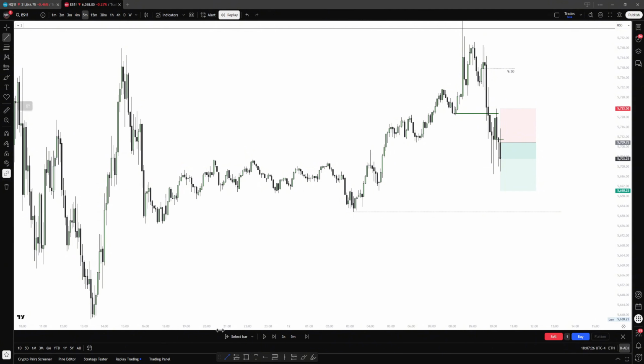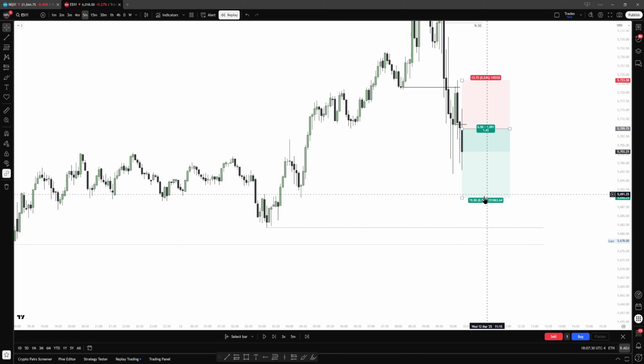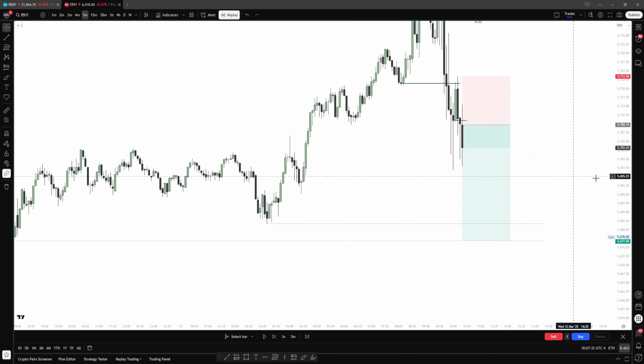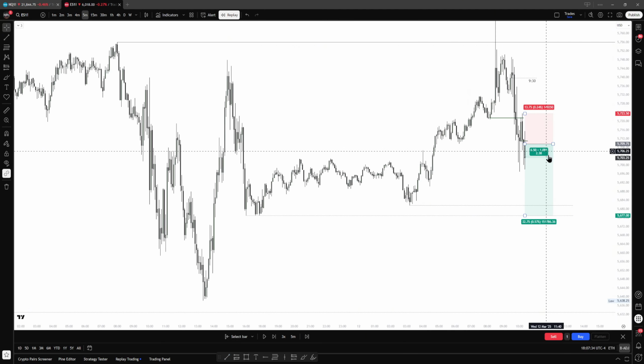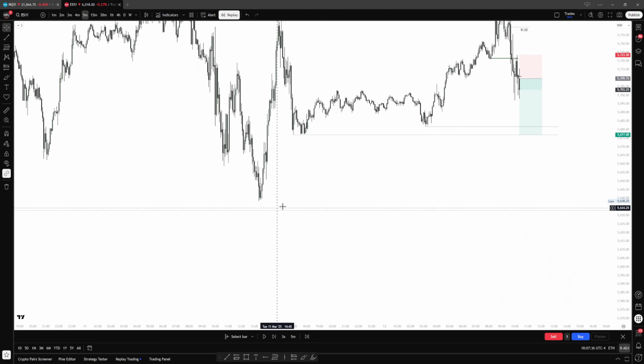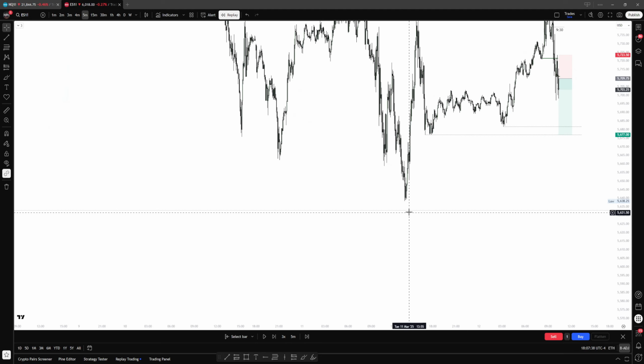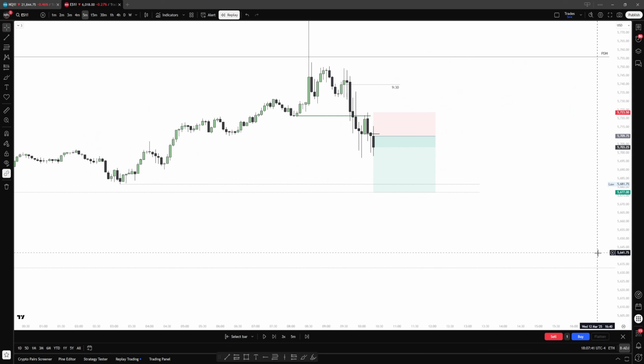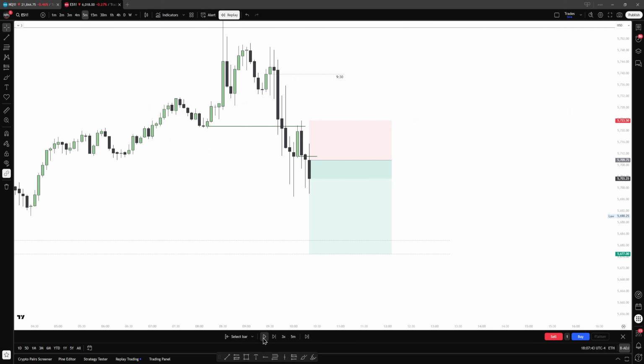And it's also failure swings in accordance to this. So we would most likely target this as a first target, which is around 2.3 R, and then potentially look towards this low, which is also right next to our draw. So with that said, let's see how it works out. And there's the first target hit, right?